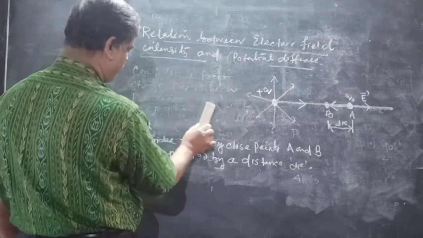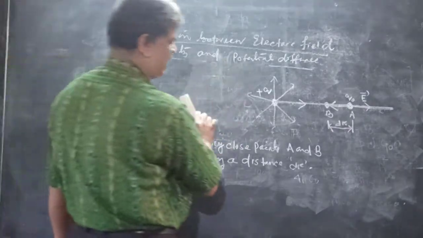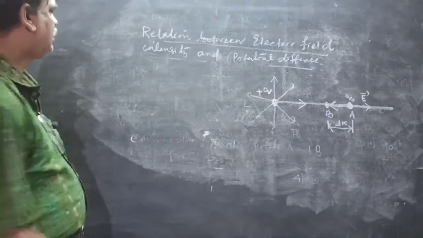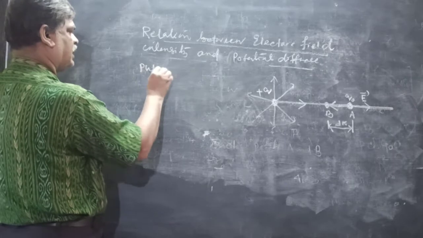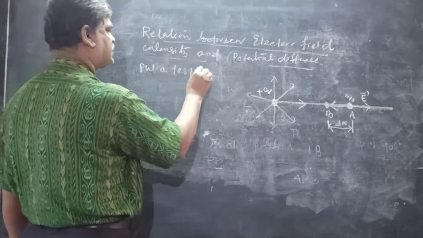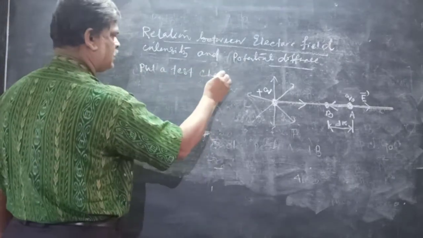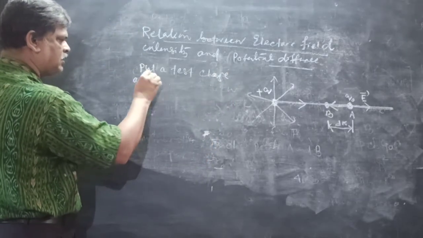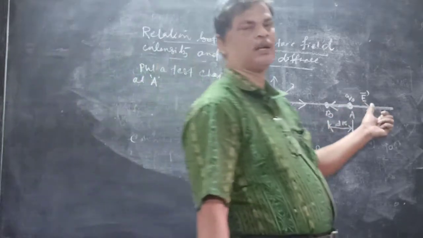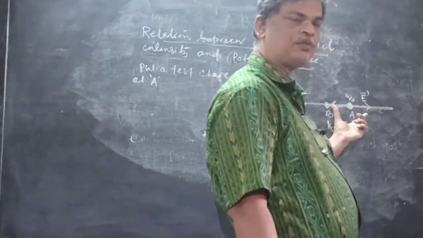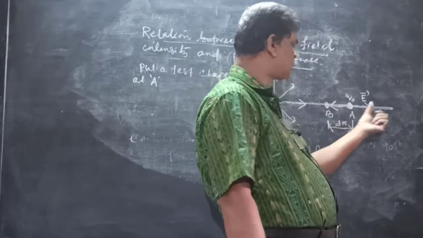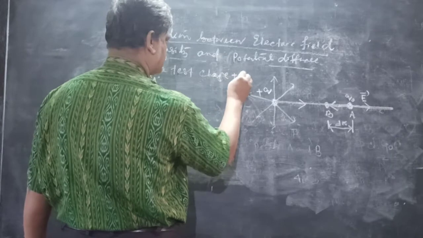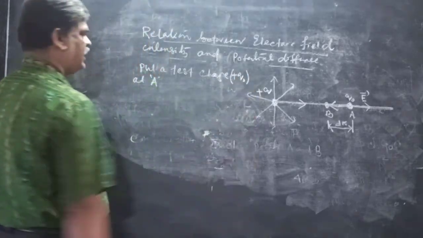Now put a test charge at A. We assume the field intensity between A and B is constant, equal to E. Now put a test charge plus Q at A.